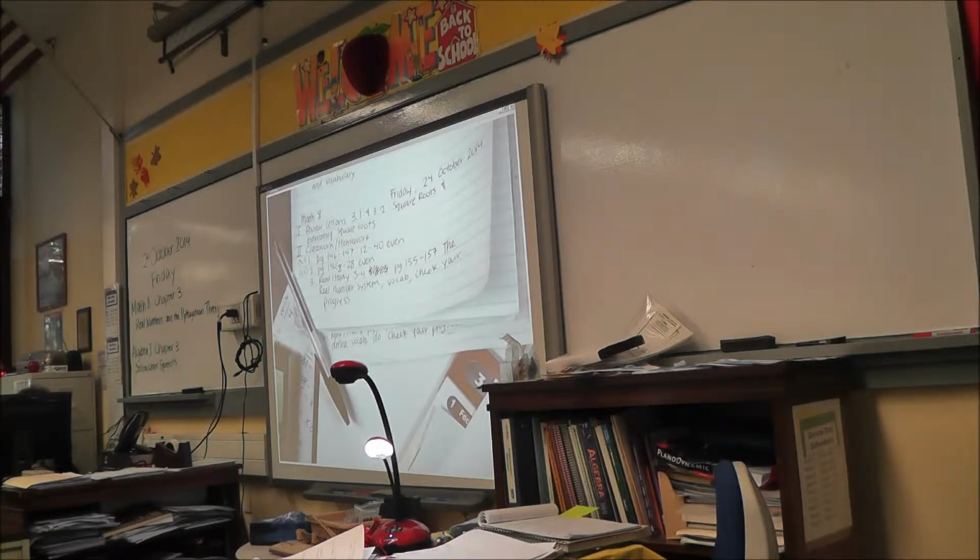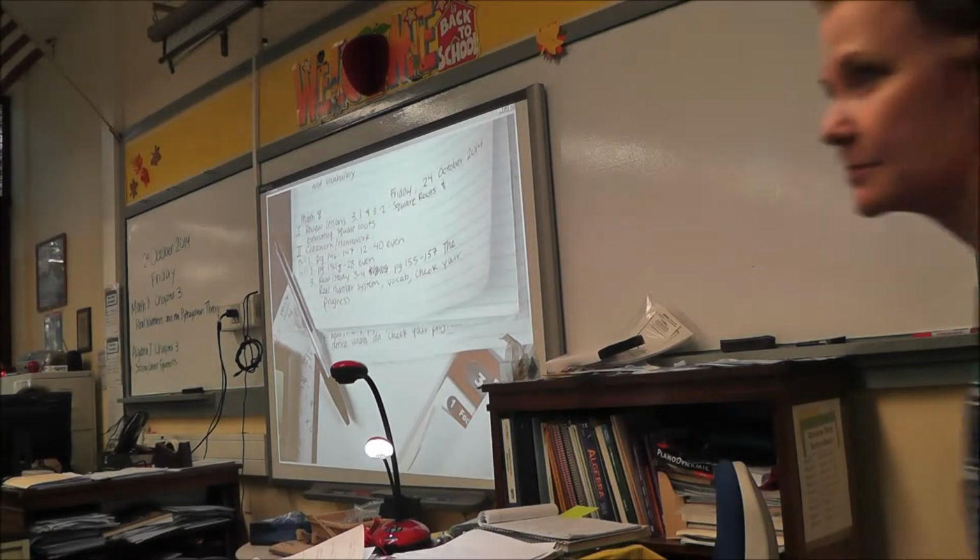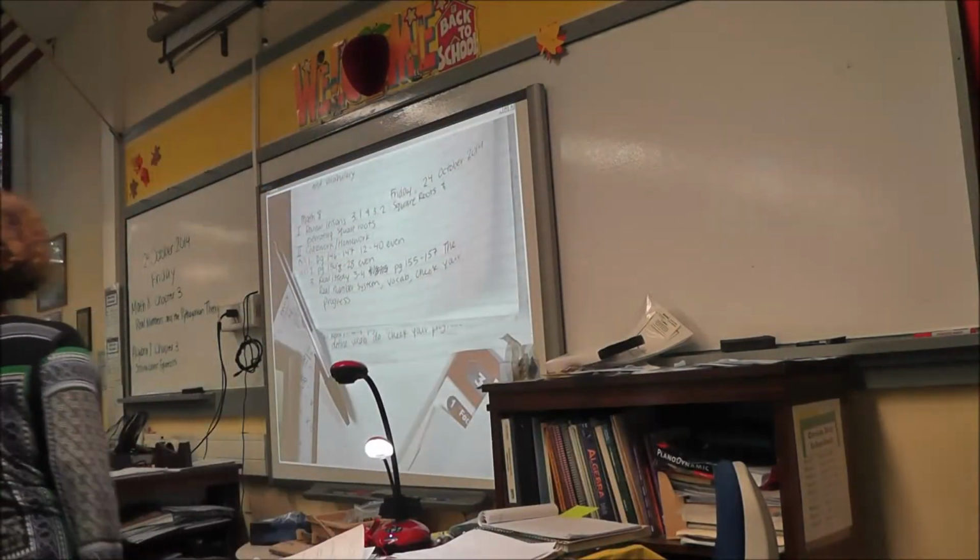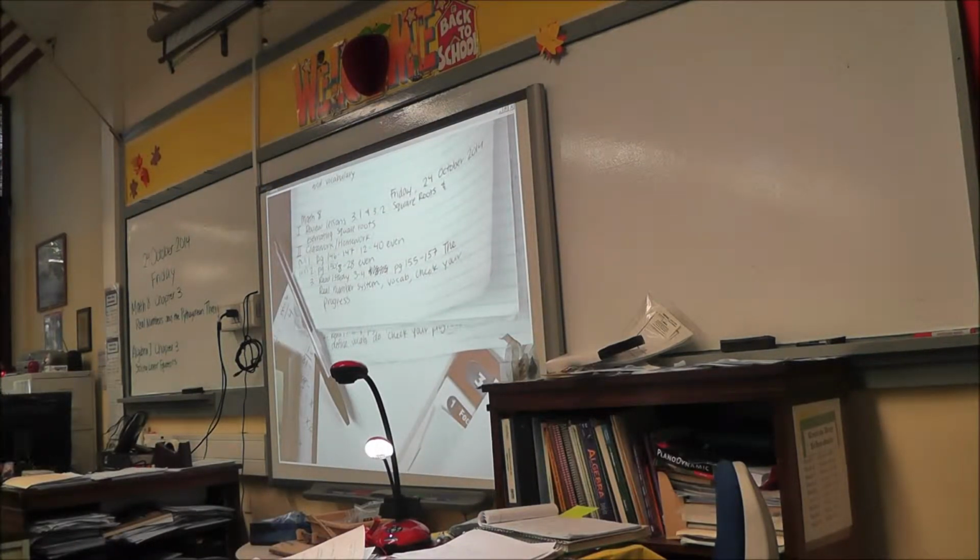How do we find the area of a square? Nigel? L times W, so length times width. More specifically, for a square, length and width are what? Are they equal or are they different numbers? They're equal.